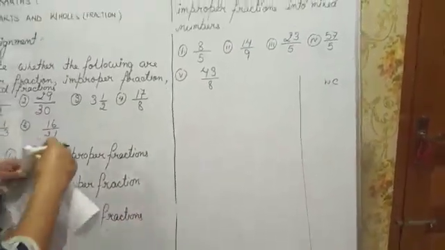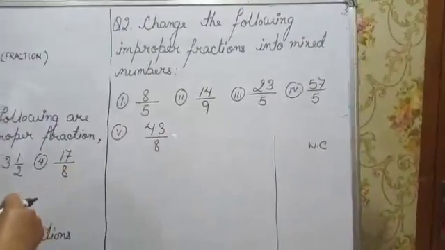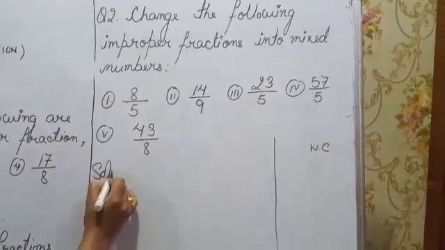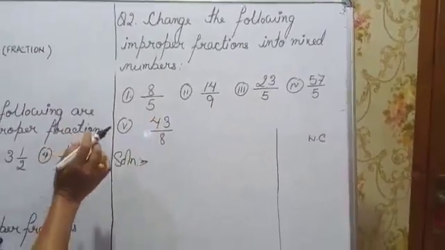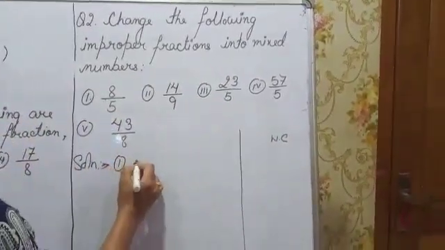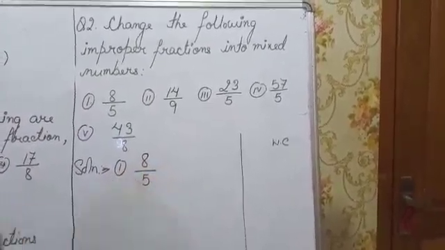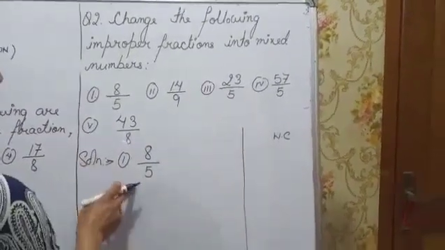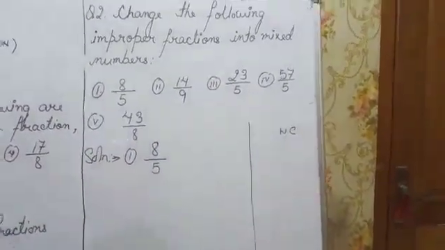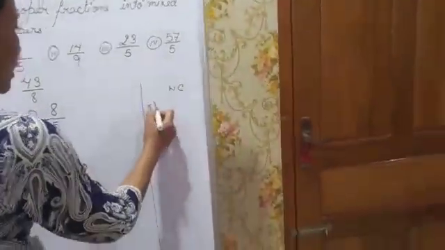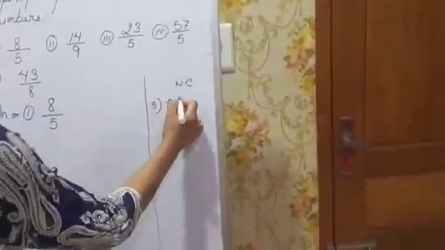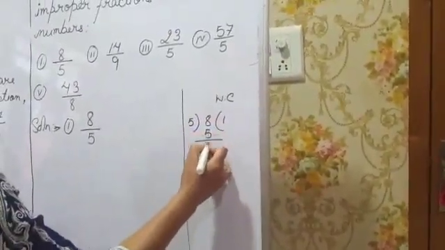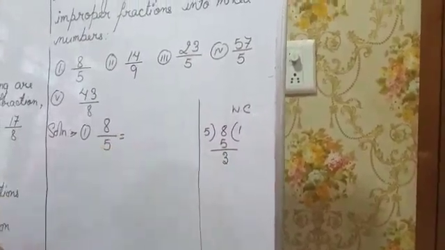Then question number 2: change the following improper fractions into mixed numbers. Improper fraction means the numerator is greater than the denominator. In Roman number 1, 8 by 5. How to convert an improper fraction into a mixed number? We have to divide the numerator by the denominator. The denominator is the divisor and the numerator is the dividend. 5 1s are 5, then we get 3. So how will we write it here?